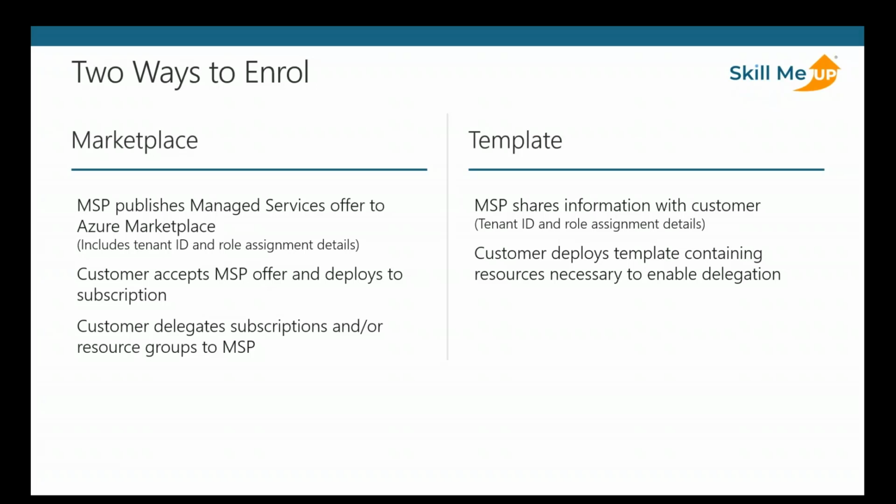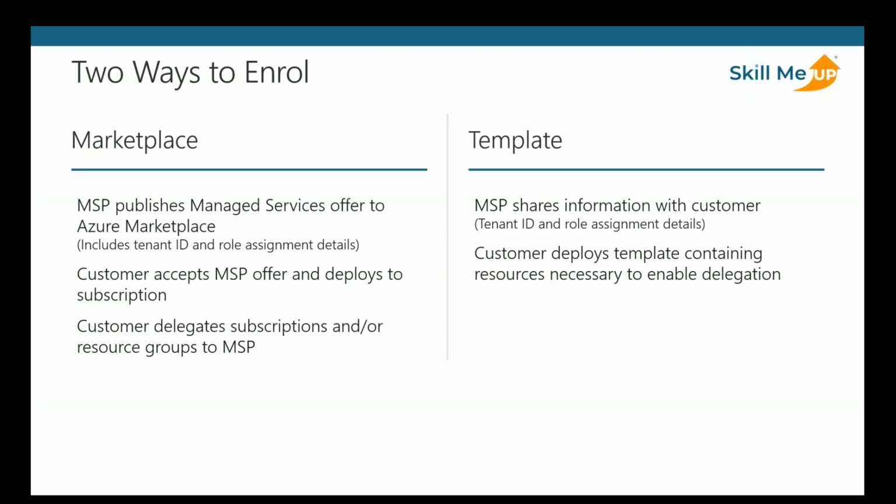Lighthouse supports that. And the customer can even say, I have this subscription, but I only want the MSP to manage these resource groups. I don't want them to manage everything in the subscription. I want to scope it down to a selection of resource groups, and that's possible. The customer can choose the scope, either subscription or resource group, that is delegated to the MSP. So that's all fine. That's with the MSP publishing this offer.